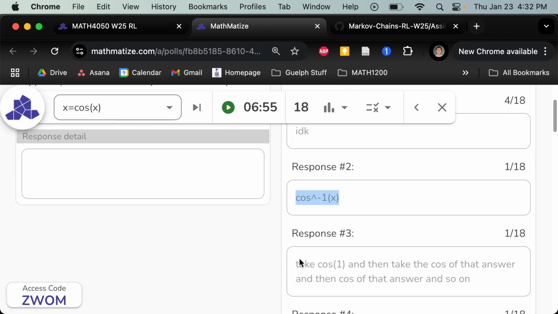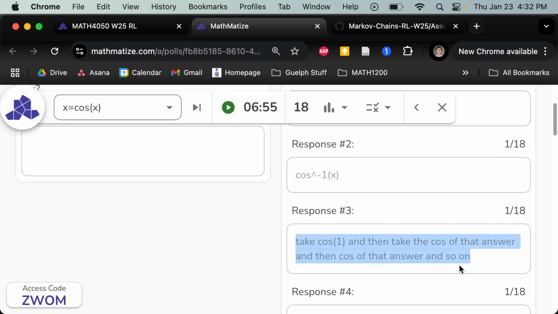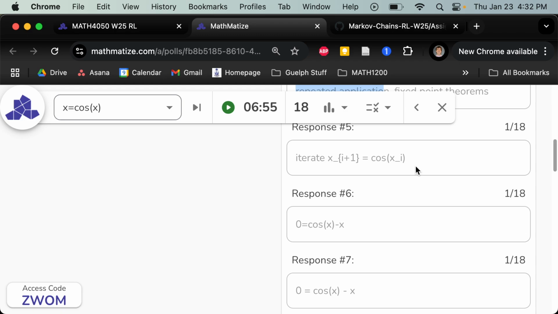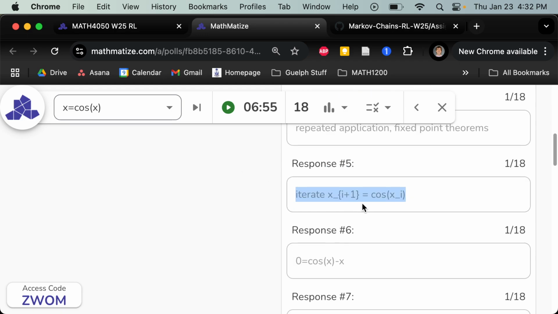Okay. This is a nice one. Take cosine of 1, then take the cosine of that answer, and the cosine of that answer, and so on. This is exactly the right thing. This is the same thing as this one. Repeated application. Iterate. Very nice. Yeah, so these iterations, when you have x equals something, you can solve it by just repeating it over and over again.